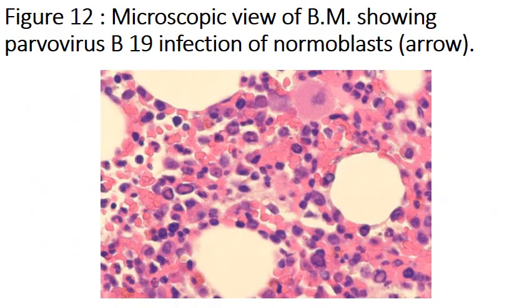This is a microscopic view of bone marrow, showing parvovirus B19 infection of normoblasts. This is a parvovirus inclusion in the normoblast. Here, these are the cells that contain the parvovirus B19 infection.